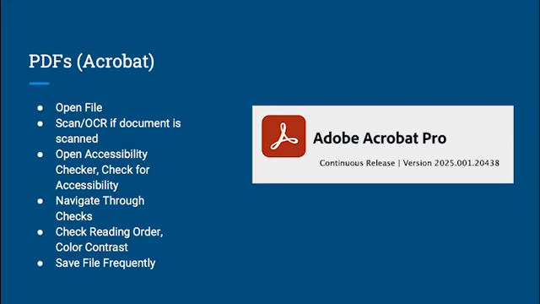The workflow for PDFs kind of depends on what's in your PDF. If it's a scanned PDF, you'll open it and then you'll scan an OCR just to do text recognition on the PDF. If it's digital, you don't have to worry about that step. You'll go straight to opening the accessibility checker, check for accessibility, and then you'll navigate through all of these checks. And then finally, you'll check for the reading order and the color contrast, because those aren't automatically flagged.